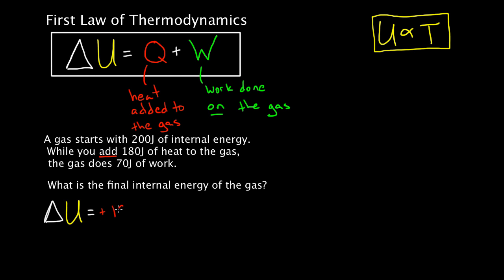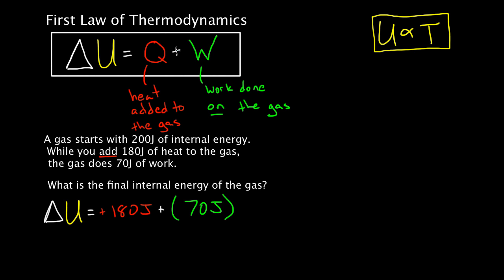So positive 180 joules of heat are added, plus the amount of work done on the gas. It says the gas does 70 joules of work. So most people would just do, all right, 70 joules. There we go. But this is wrong. This is wrong because this is how much work the gas does.